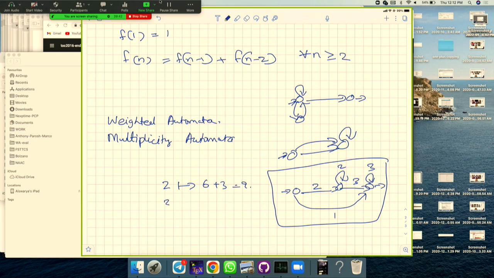So of length 3, how many paths will be there? So there is one path which does this. The weight of that would be 12, 2 times 2 times 3. There is another path which does this. The weight of that thing would be 18. There is another path which does this and this thing twice. The weight of that would be 9. That would be the weight of 3. That is the value that this graph gives for number 3.